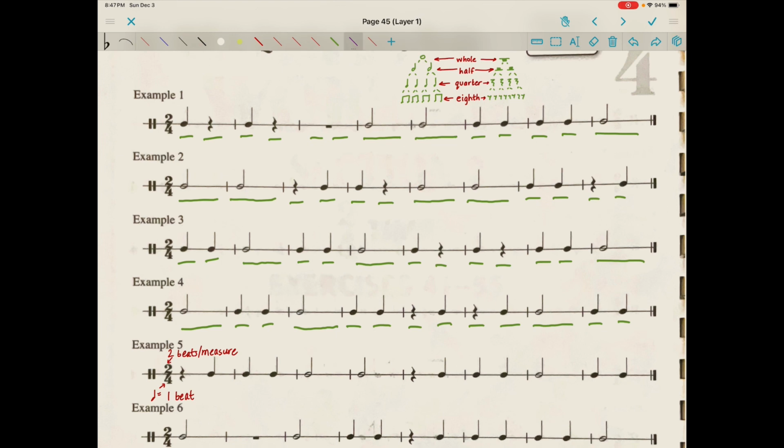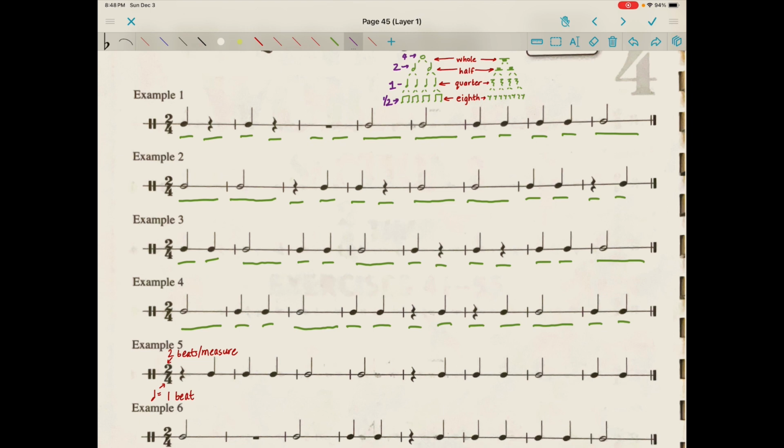From there, we can go up to our note and rest value pyramids and assign specifically 1 beat to each quarter note and quarter rest, 2 beats to each half note and half rest, 4 beats to whole notes and whole rest, half a beat to each eighth note and eighth rest. We only have quarter notes, quarter rests, half notes and half rests on this entire page, so we don't need to worry about subdividing a beat.